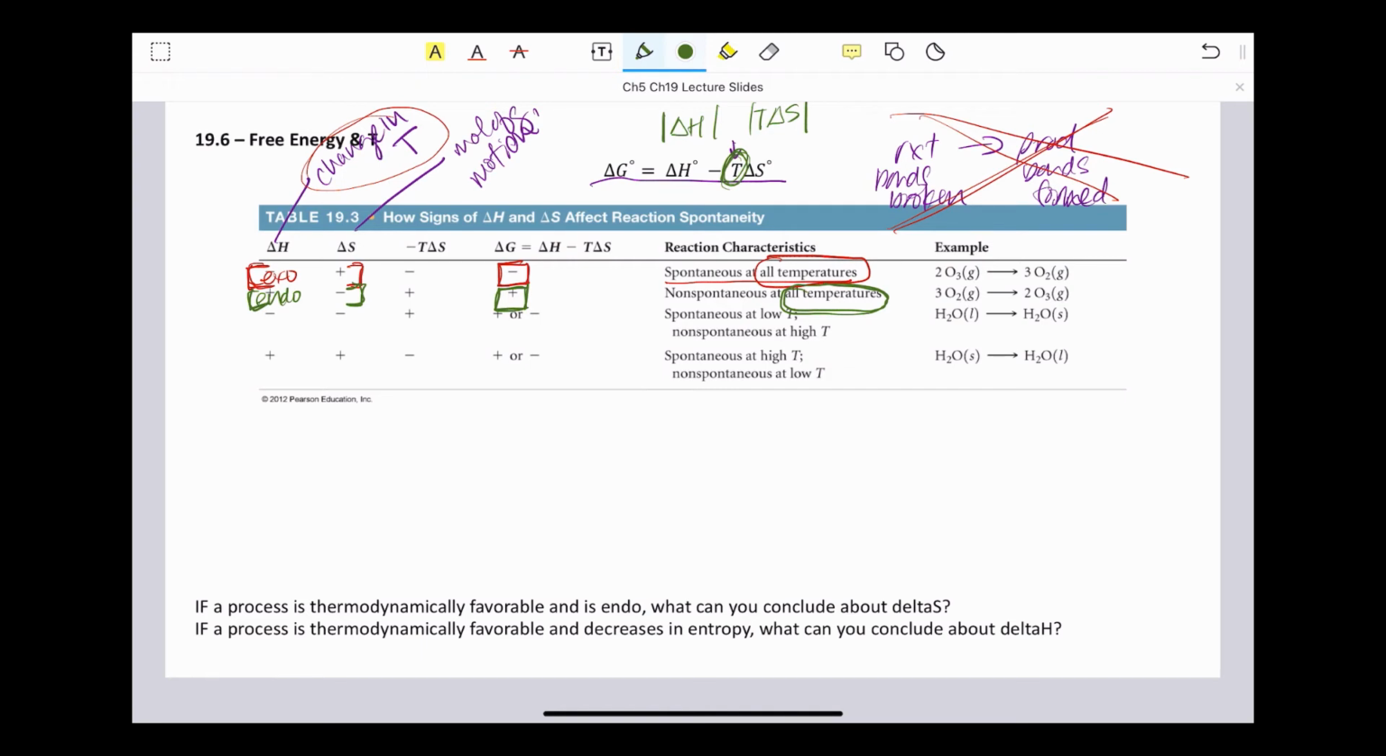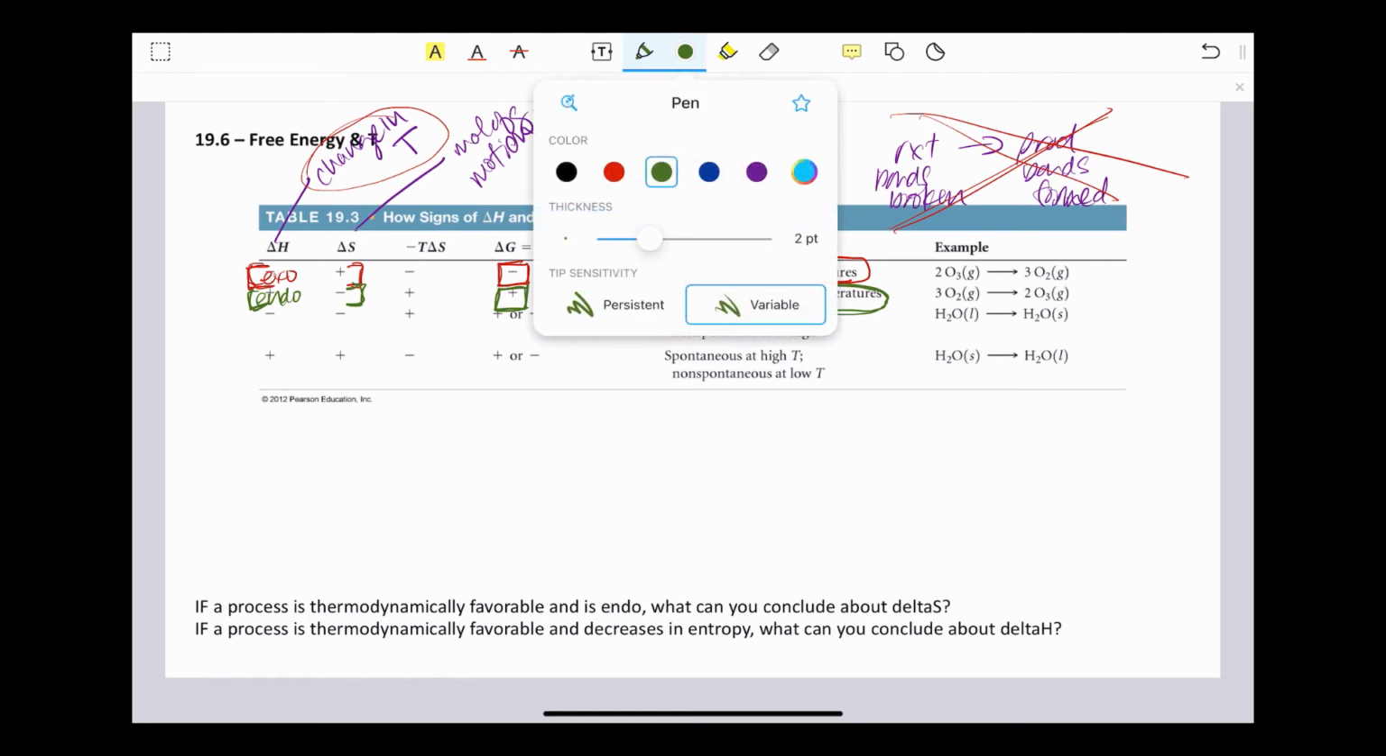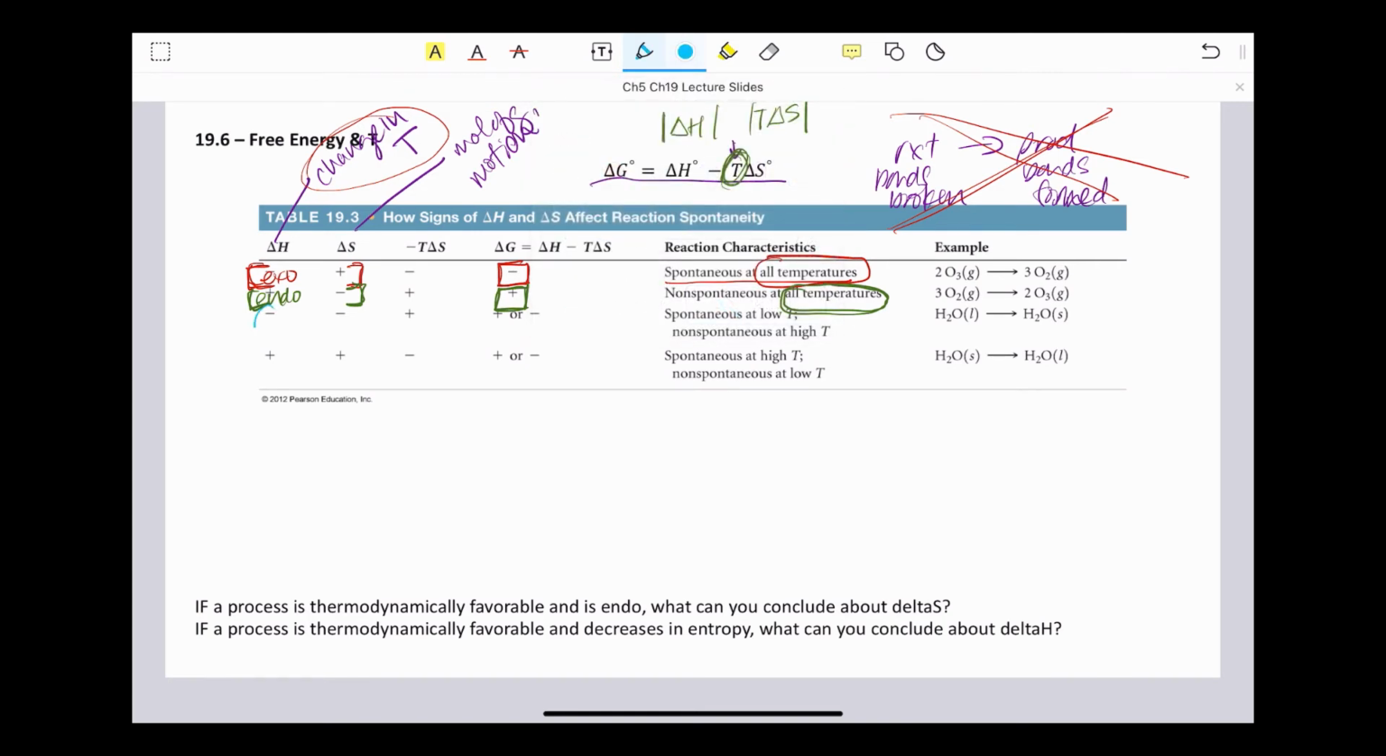And then we get into our last two scenarios that require ever so slightly more thought. Okay, so let's look at the first one. The first one says that we have exo. And this one, though, has negative entropy, meaning we have fewer microstates on the product side. Whether it is positive or negative is going to be temperature-based. Yes, does that make sense?